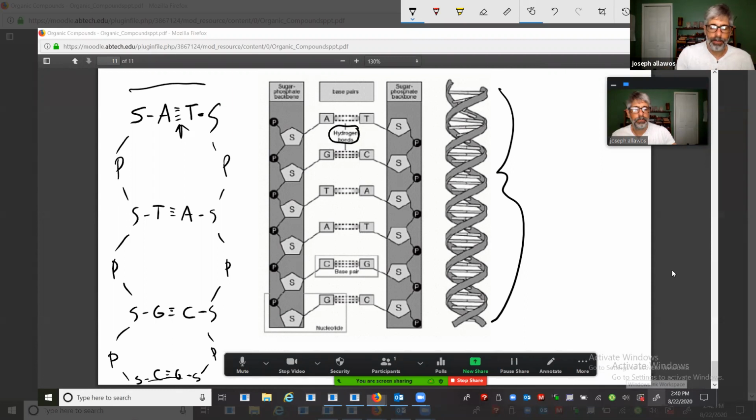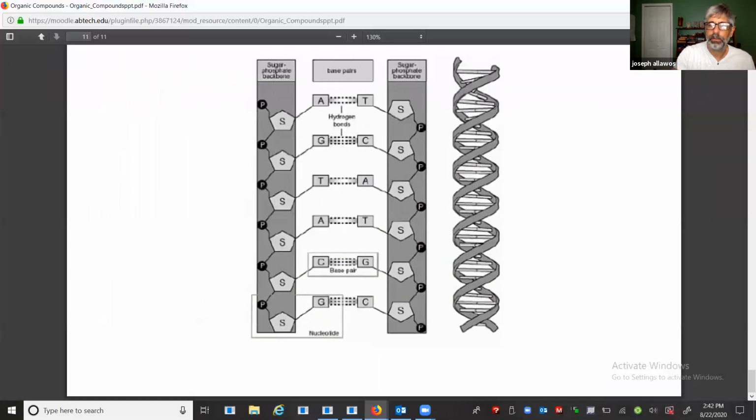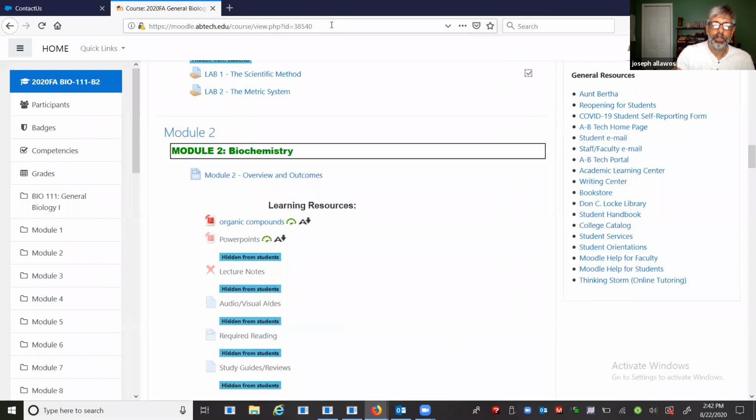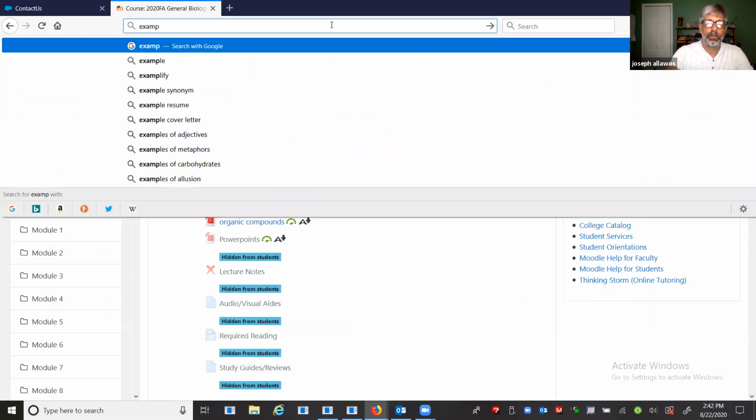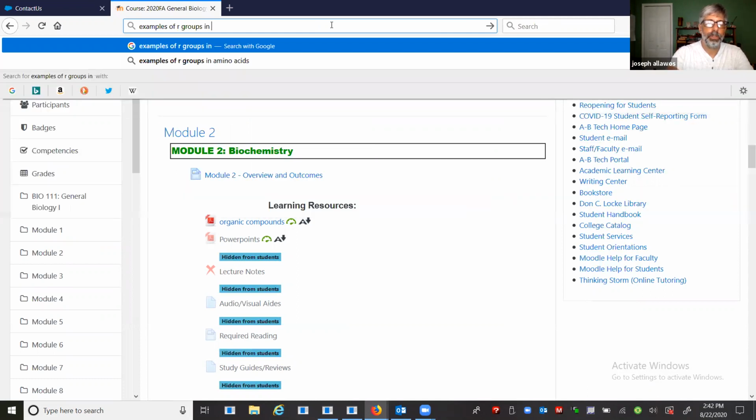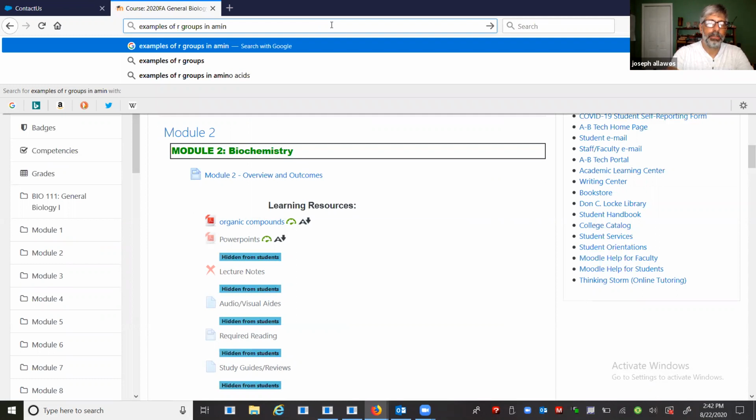So I think we're going to stop there, except I do want to go online now and show you some examples of R groups in amino acids. So we're backtracking a little bit.